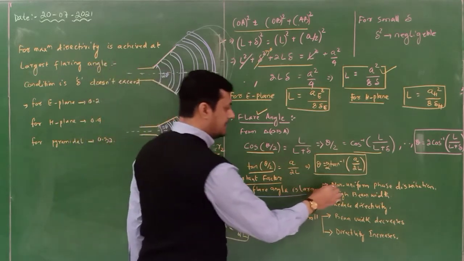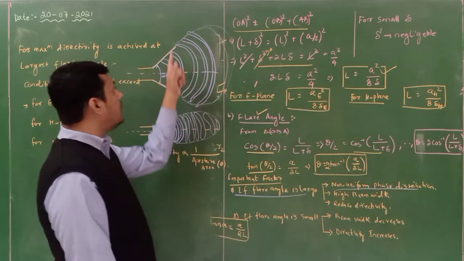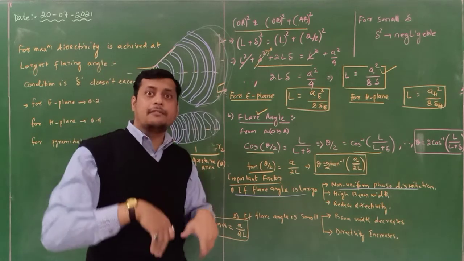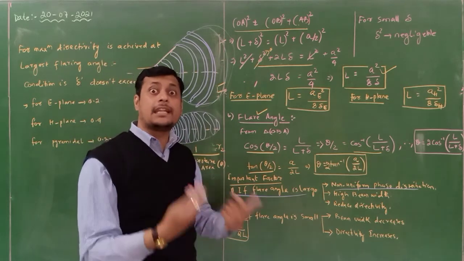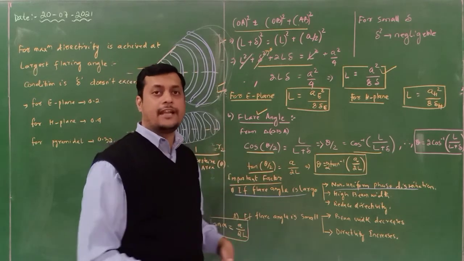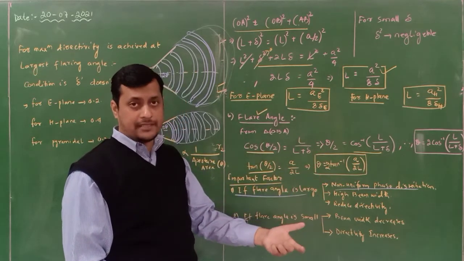So first point is non-uniform phase distribution. Yes, the non-uniform phase distribution will come into picture, which hampers our information, which will act as an attenuation, which will reduce the intensity of the wave that we are going to deliver at the free space. Okay.